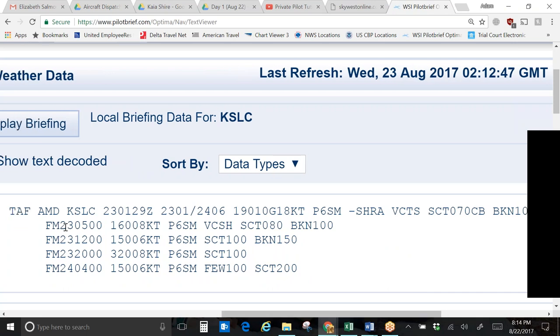The next line from 23 at 0500, so now everything before this is invalid. Wind 160 at 8, greater than 6 statute miles, vicinity showers, and then scattered 8,000, broken 10,000. Then you can see the other ones as we go on. It just changes the clouds is all.